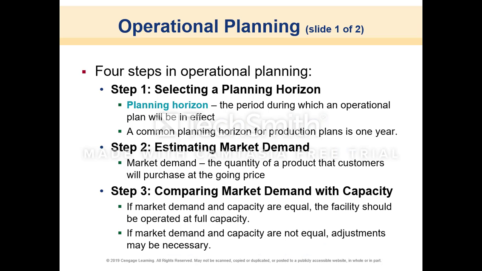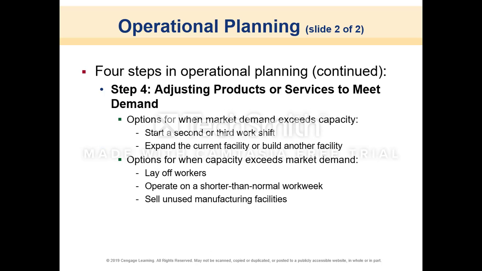So next there is operational planning. This is used to decide on the amount of products or services each facility will produce during a specific period of time. So there's 4 steps in operational planning. There's selecting a planning horizon, it's just a time frame. Estimating market demand, comparing market demand with capacity, or with how much an organization can create. And then the final step is adjusting products or services to meet that demand.